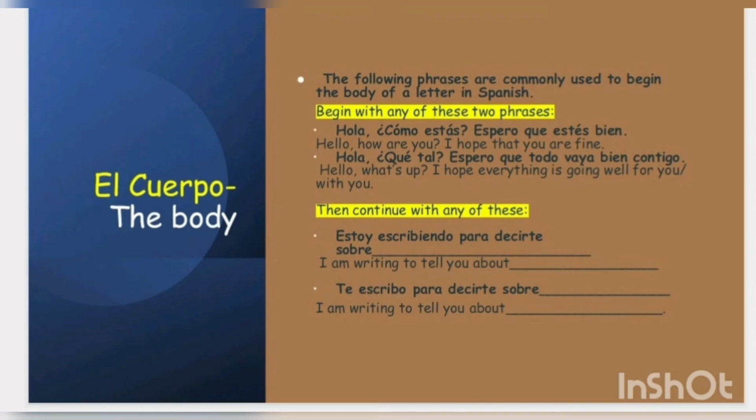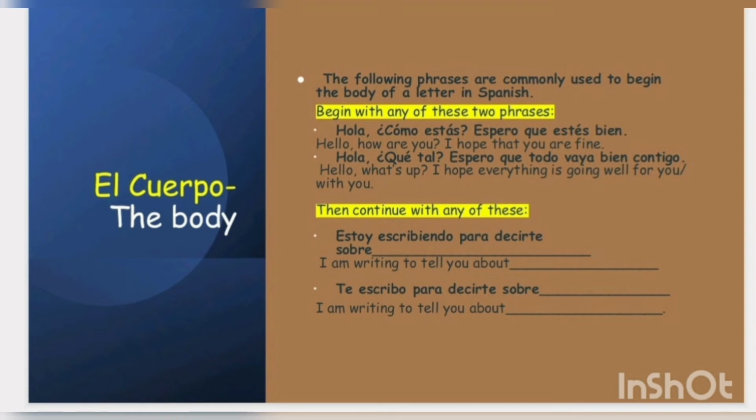Now for the 6-weekly test as well as the examination, I want you to start off your letter with any of these two phrases. So either hola, ¿cómo estás? Espero que estés bien. Or hola, ¿qué tal? Espero que todo vaya bien contigo. So I want you to start off your letter with any of those two phrases. So study one of them for the exam as well as the 6-weekly.